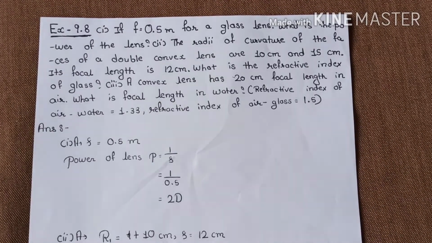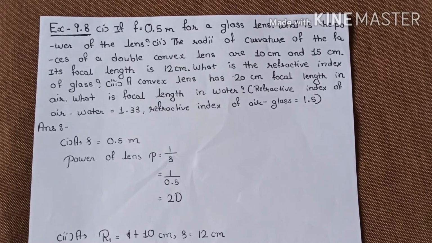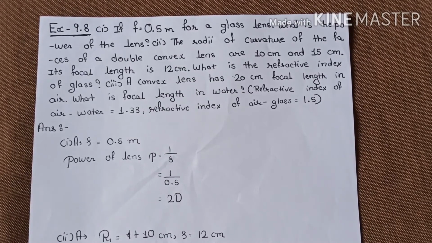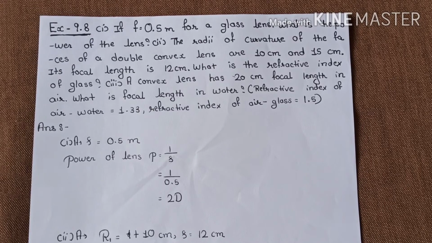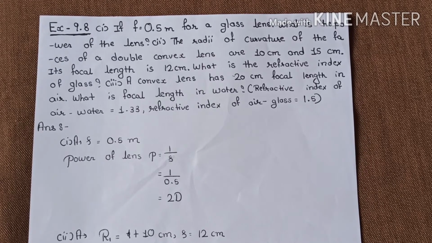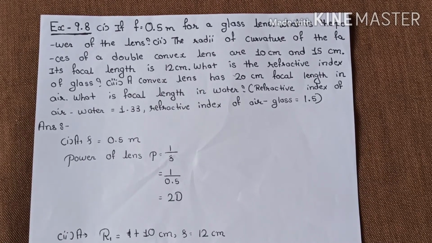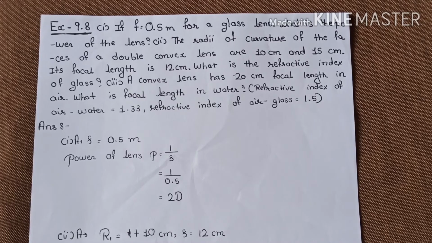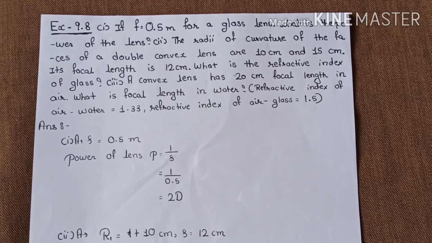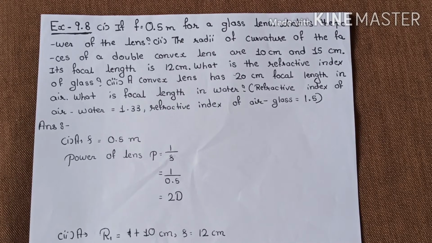Look at illustration 9.8. What it says: if focal length is 0.5 meter, then what is the power of the lens? Okay, this is the first question. You can answer quite easily. Power of lens is simply the reciprocal of focal length, 1 by 0.5, that is 2 meter inverse. But you know the unit of power of lens is diopter, so it is 2 diopter.